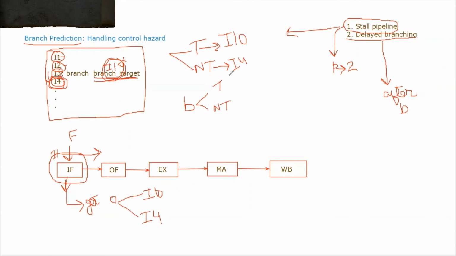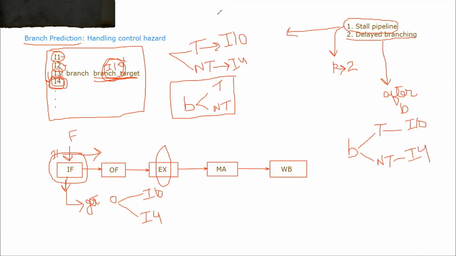But the issue is that the outcome of the branch is not known in the fetch stage. It is known only in the execute stage. Let me repeat the same. If I have a branch, and if I know the outcome of the branch, for example, if I know the branch is taken, then what should be the next instruction? The next instruction should be I10. And if I know the branch is not taken, then the next instruction should be I4.